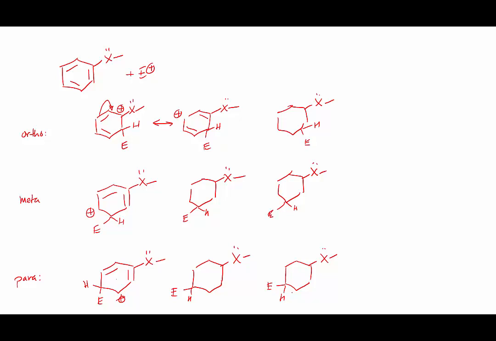Okay. So now third ortho, move this pair of electrons here. That puts the double bond here, and the plus charge there. Okay, so there are the first three resonance structures for ortho addition. And there's nothing spectacular about that.